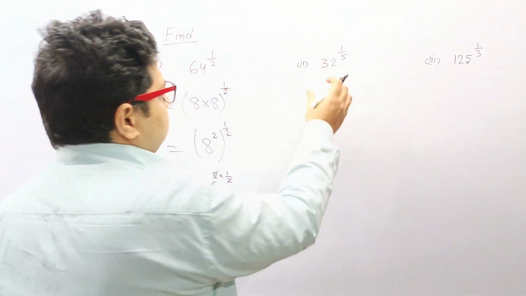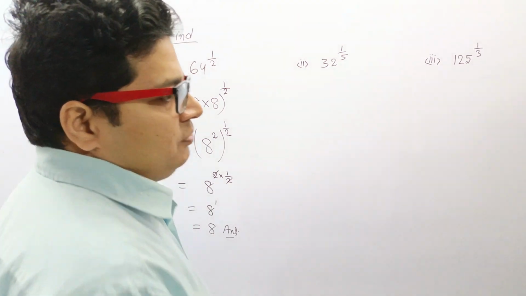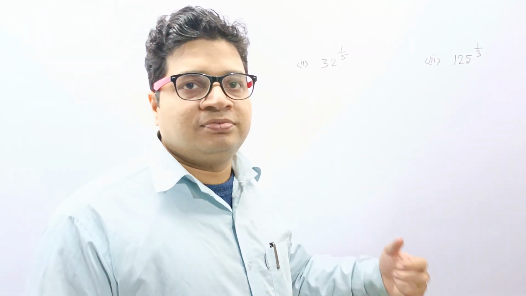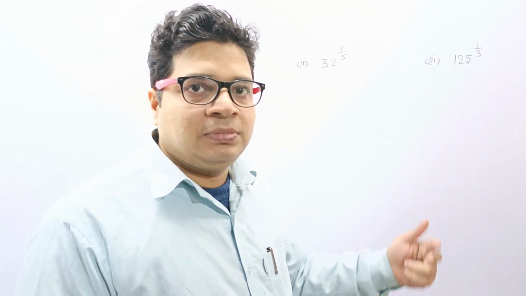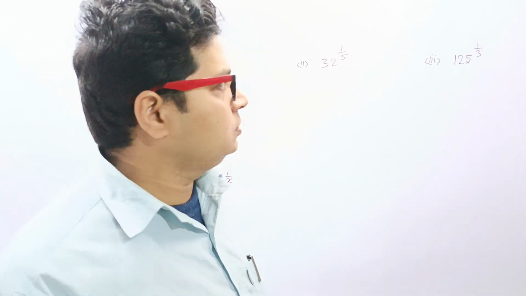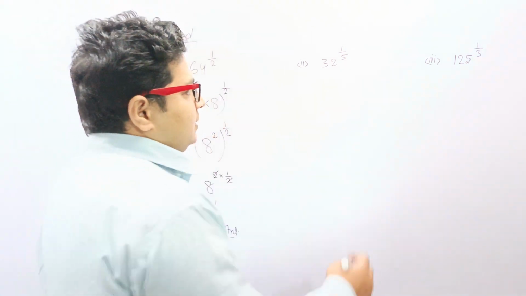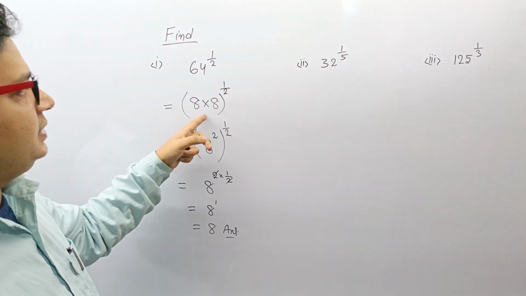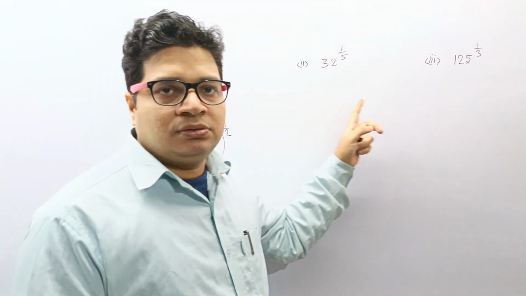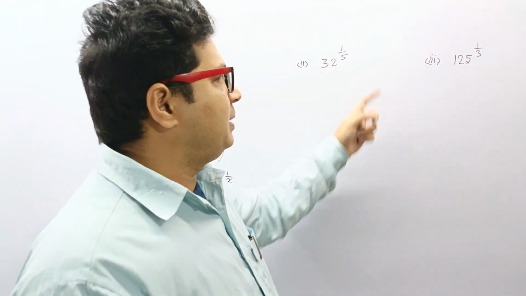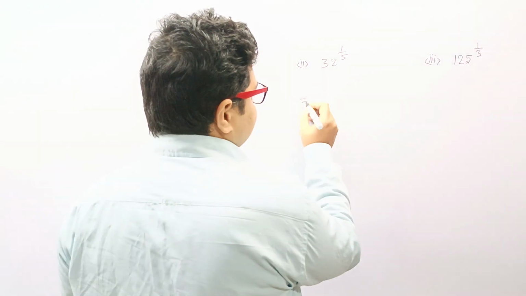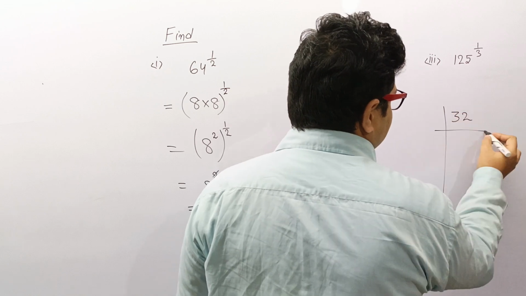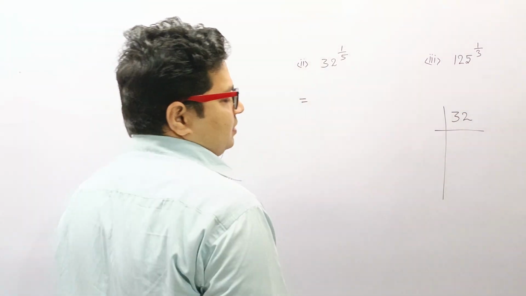Now the next one is 32 to the power 1 upon 5. If you have practiced enough, then you know that when you multiply 2 five times, 2 multiplied by 2 multiplied by 2 multiplied by 2 multiplied by 2, you get 32. Either you can show it in product form, 2 into 2 into 2 into 2 into 2, 5 times, power 1 upon 5, like we showed here 8 into 8, 64. And if you are still not getting it, you can find the prime factors of this number.